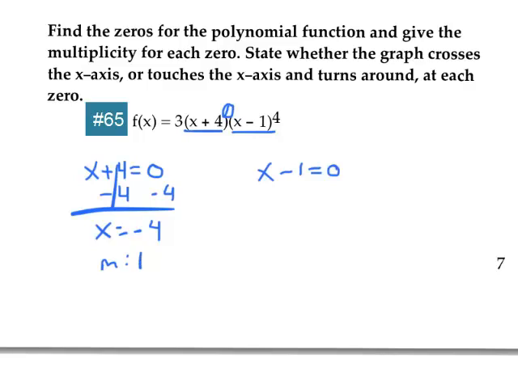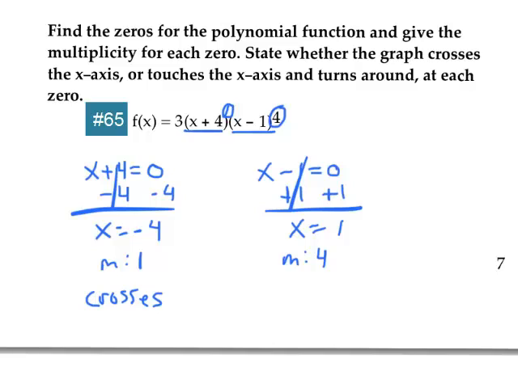An odd multiplicity means it crosses. On this one, add 1 to both sides, so x equals 1. Our exponent here is 4, so it's a multiplicity of 4. An even multiplicity means our graph touches at that point.